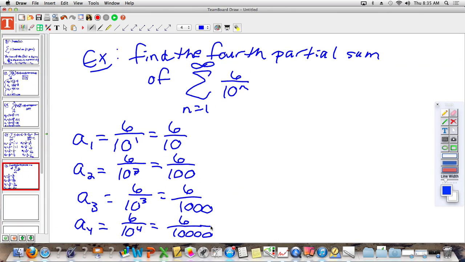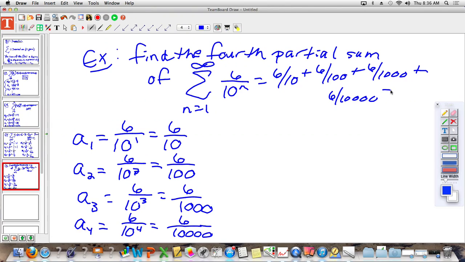Now our job is to add those four numbers together. So, again, when you add them together, let the calculator do it all for you. 6/10 plus 6 over 100 plus 6 over 1,000 plus 6 over 10,000. You get 2/3.